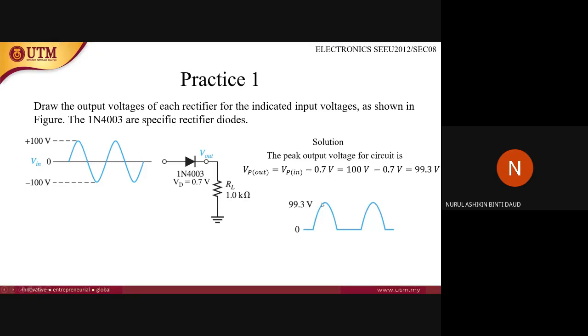Okay, 99.3 volts. Don't forget to write the value of the peak here too. If you do not write the value of the peak here, we don't know the peak value of this waveform. So if you didn't write the value, it is going to be wrong, even though the waveform is correct. So don't forget to mark this value too. If not, you will not get full marks.